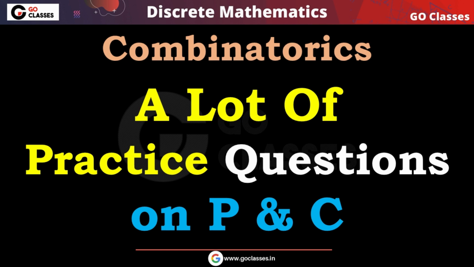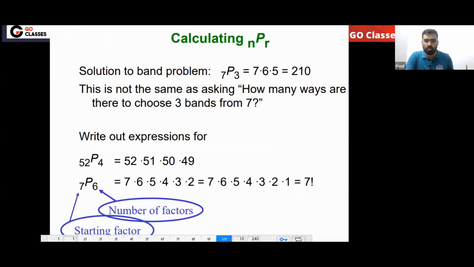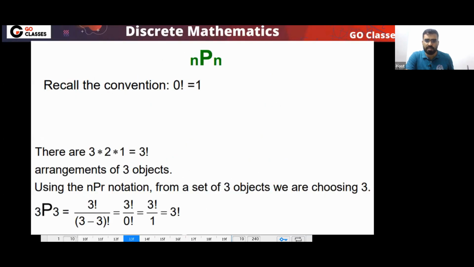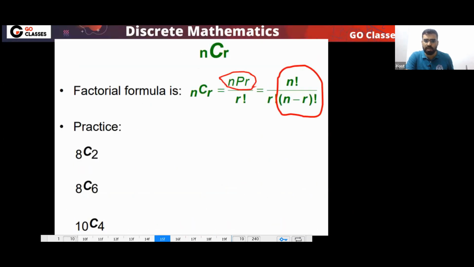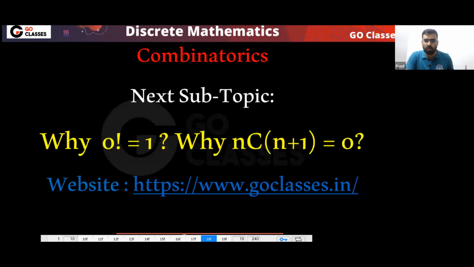So in the last class, we have already seen what P and C are, permutation and combination. In a permutation, order matters. In a combination, order does not matter. So all these points we have already seen, and we were discussing why 0 factorial is 1. This is what we were discussing.